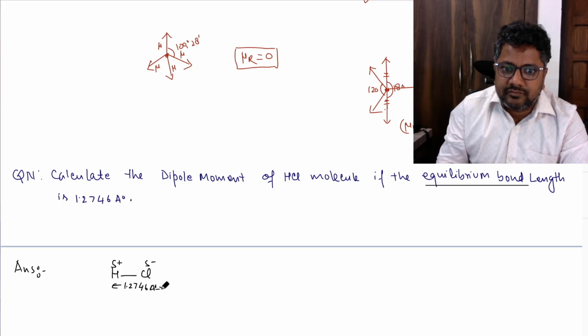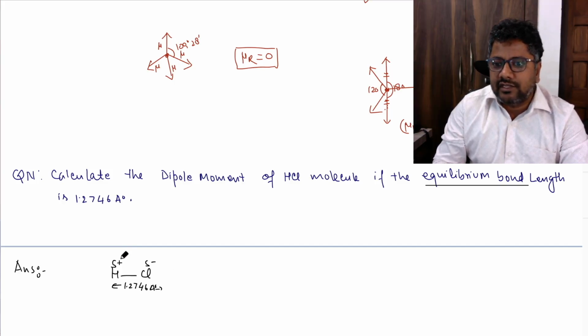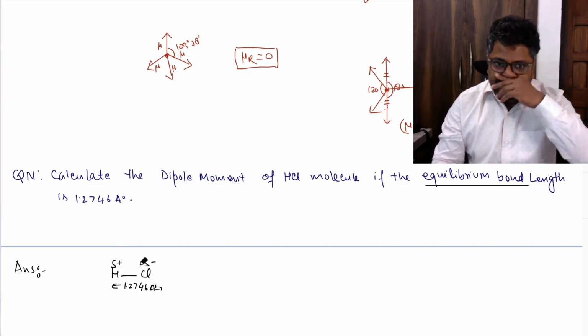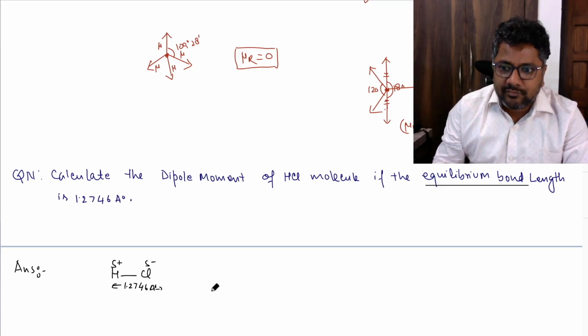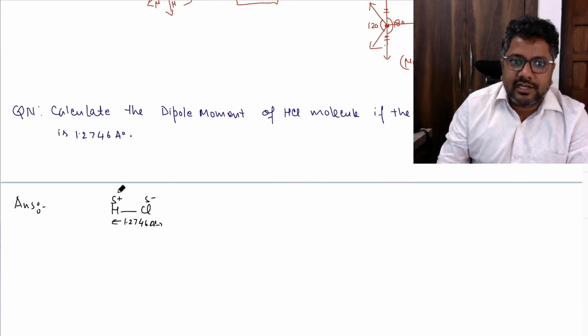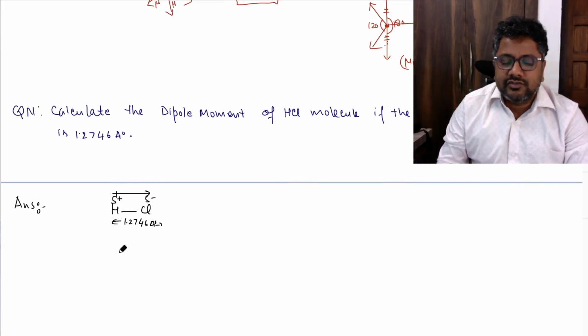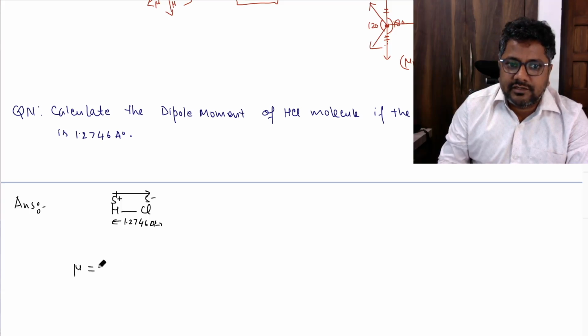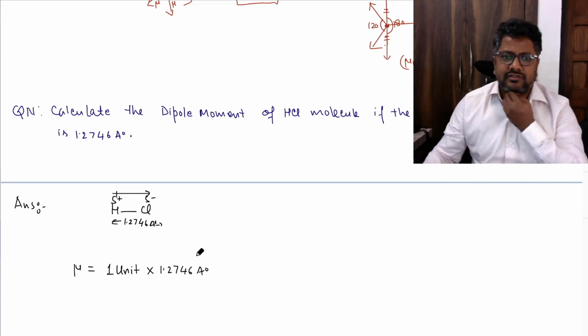1.2746 angstrom, right? And what is the magnitude of charge? 1 unit magnitude of charge, plus 1, minus 1 here. So the dipole moment, and what is the direction of this dipole moment? From here to here, and only one bond is there. So we have to calculate this. This is delta mu is equal to 1 unit charge into internuclear distance, 1.2746 angstrom. Just a simple calculation, nothing else.